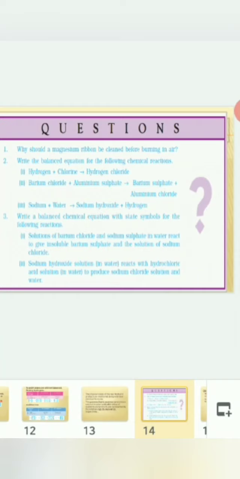Next question: write the balanced chemical equation with state symbols in the following reactions. A solution of barium chloride and sodium sulfate when reacted gives an insoluble precipitate of barium sulfate and sodium chloride. Next, sodium hydroxide solution in water reacts with hydrochloric acid to give sodium chloride and water. So you just have to solve this in your notebook.